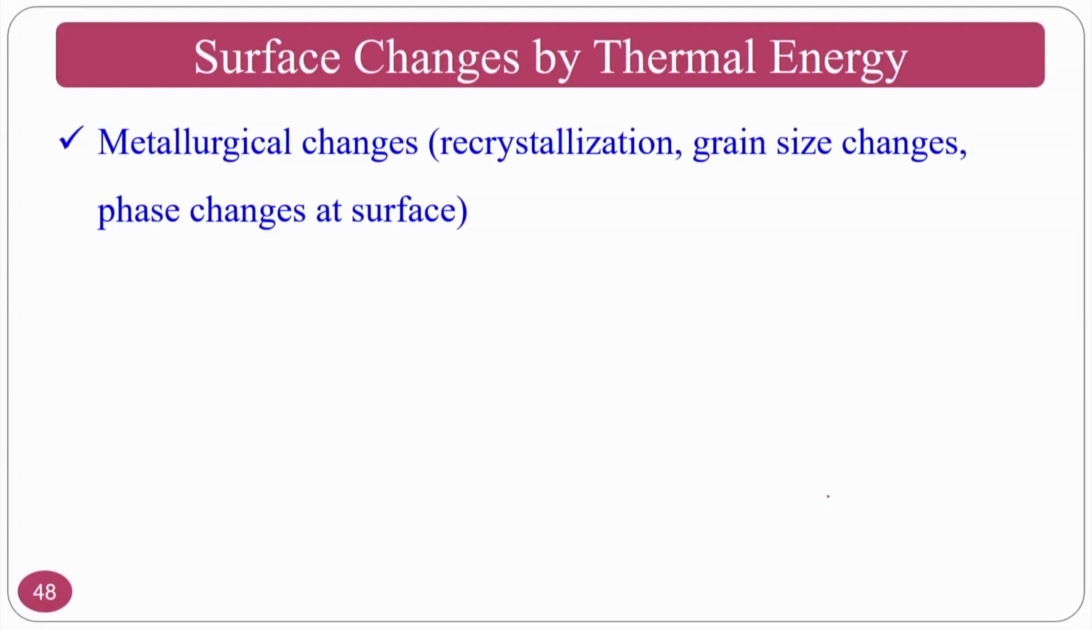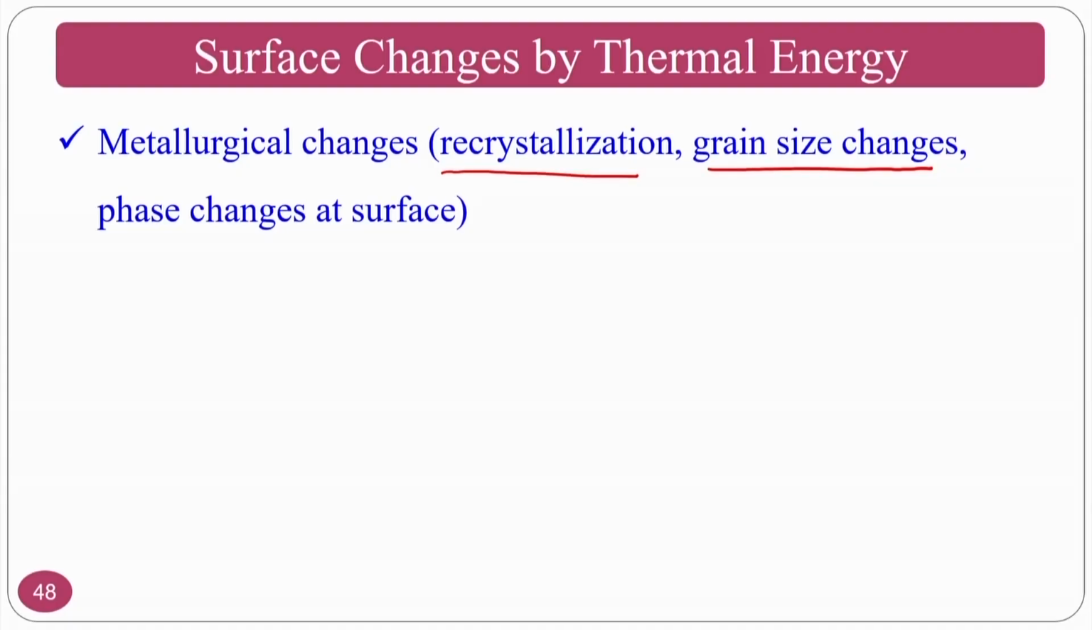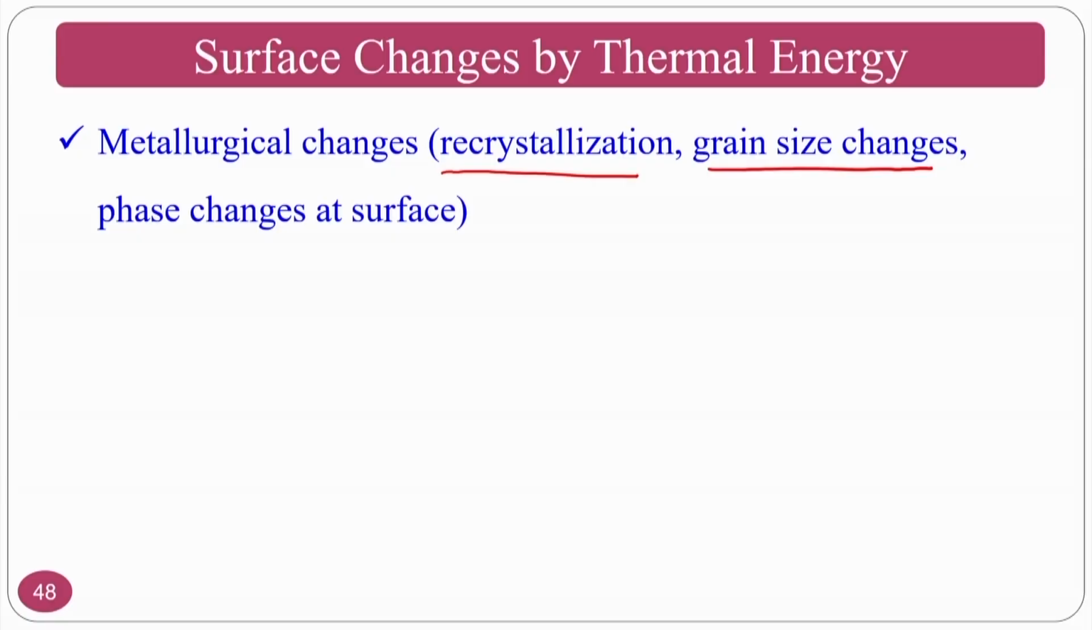So, the temperature rise in the machining process will cause metallurgical changes, that is recrystallization, grain size changes and phase changes on the surface, and other things can happen. Normally, if the temperature is up, the grains start to enlarge, that means they will increase from the parent grain size. That is one type of change in the structure or the surface due to thermal energy.